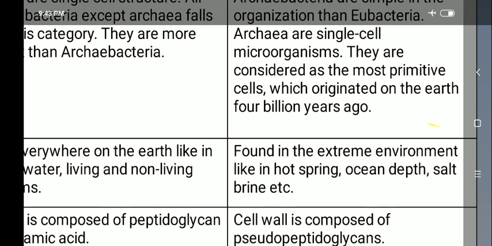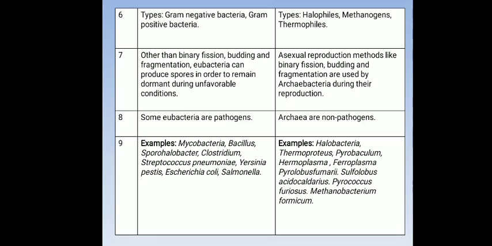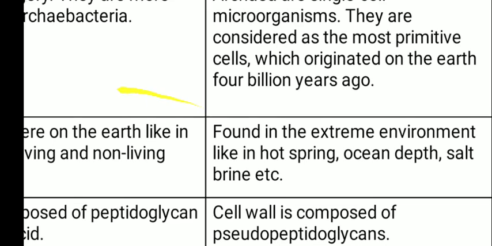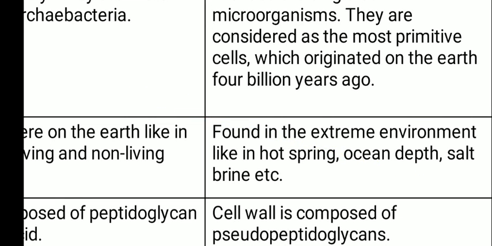Then next point is these archaea are found in the extreme environment, means like in hot spring, ocean depth, salt brine, etc. Means there are different types of Archaebacteria. Some Archaebacteria are called methanogens, means they can grow in the concentration of methane. Some are halophiles.